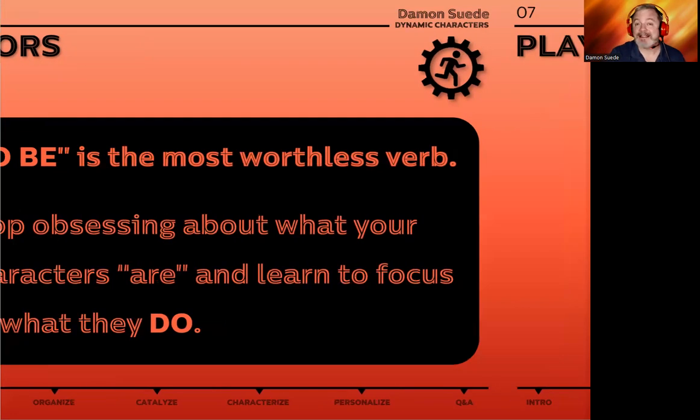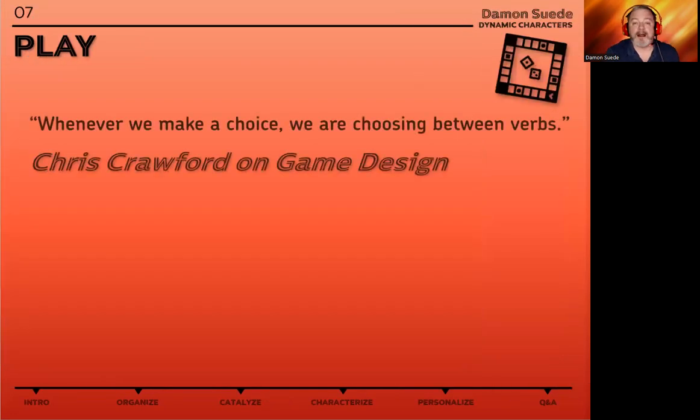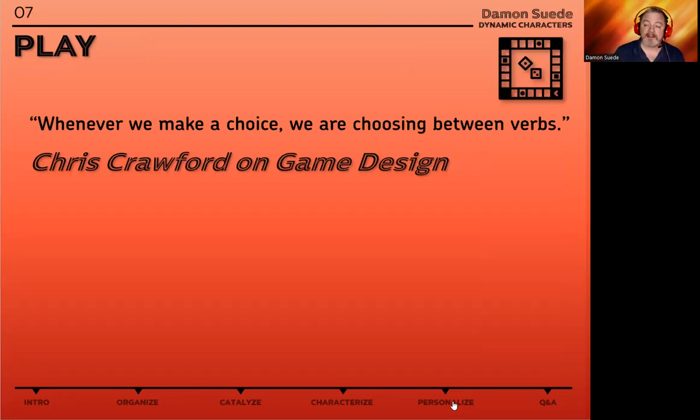And this is not a new idea, right? In game design, this is not a new idea. There's a great quote in a book by Chris Crawford called Chris Crawford on Game Design. Chris Crawford started designing games back in the 1980s. He's kind of a legend in the industry. He says in this book, whenever we make a choice, we are choosing between verbs. We're not choosing between the lady and the tiger. We're choosing to fight or to flee, to kiss or to slap, right?